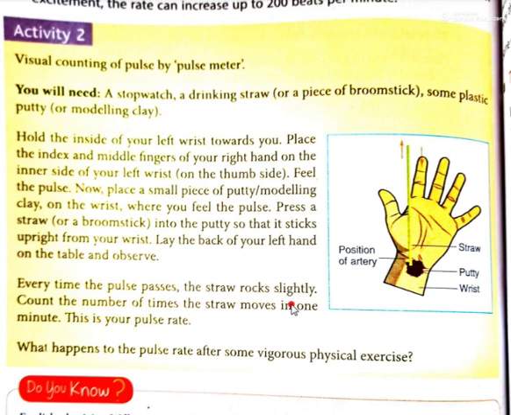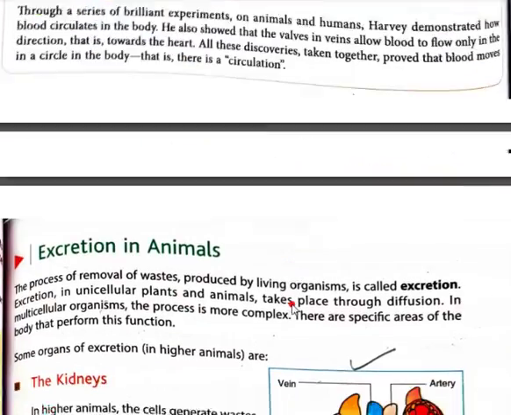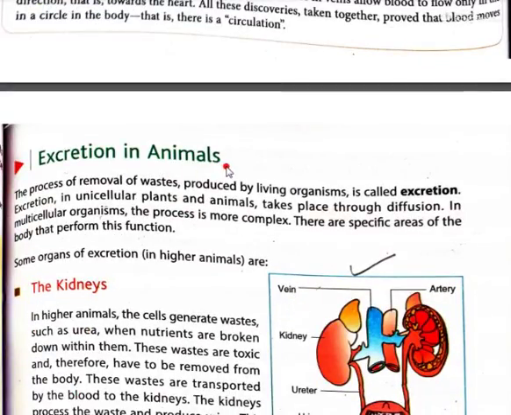So this is a pulse rate. This is simply counting the pulse rate. Now the next topic is excretion in animals. As I told you, we are discussing transportation. So waste material also has to be transported from different body parts to the excretory system.